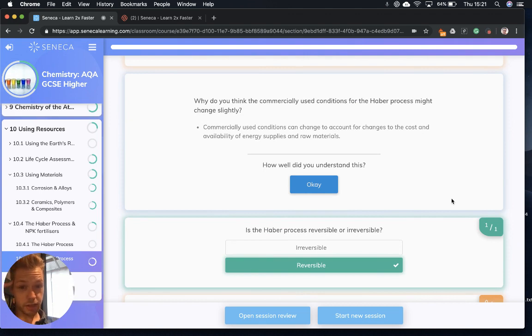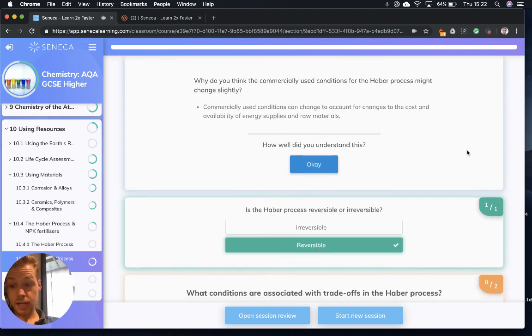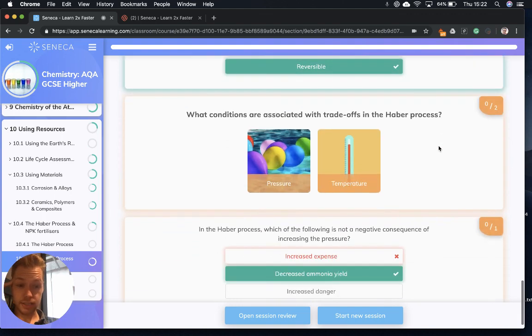Okay, so quick question. Why do you think the commercially used conditions for the Haber process might change slightly? So commercially used conditions can change to account for changes to the cost and availability of energy supplies and raw materials. So that just means that, depending on what's going on in the world or in the economy, the conditions used in the Haber process might change just a little bit.